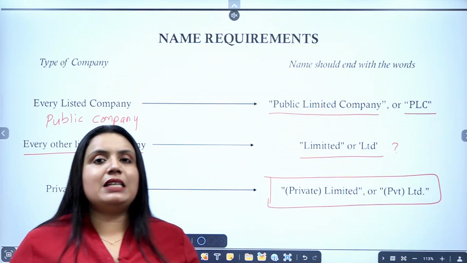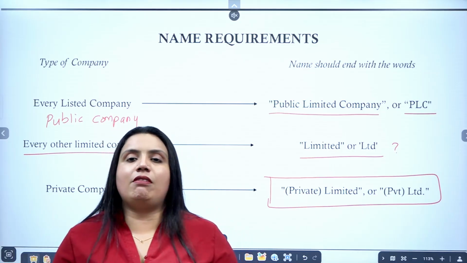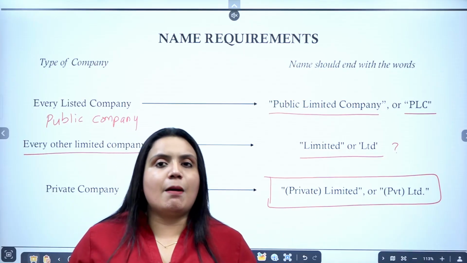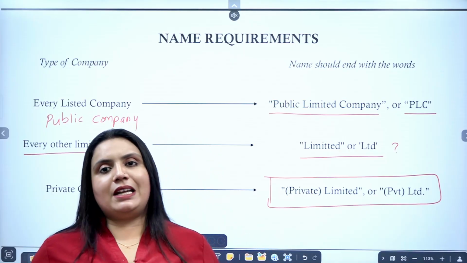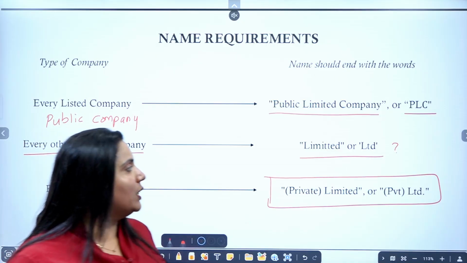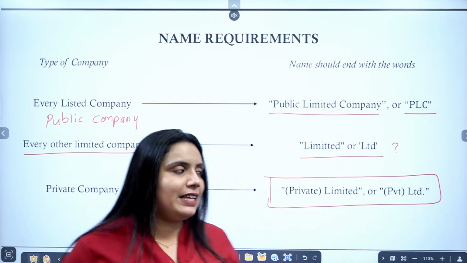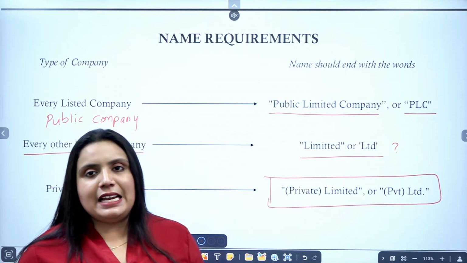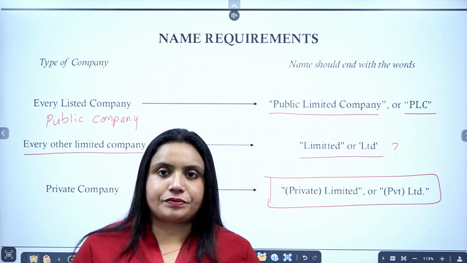Public limited companies, usually if it's a listed company, will go as public limited company or PLC. Private limited companies will go as private limited or PVT Ltd. Any other limited company can go just as limited or Ltd. There's a spelling mistake here. It should be LT, limited or Ltd.